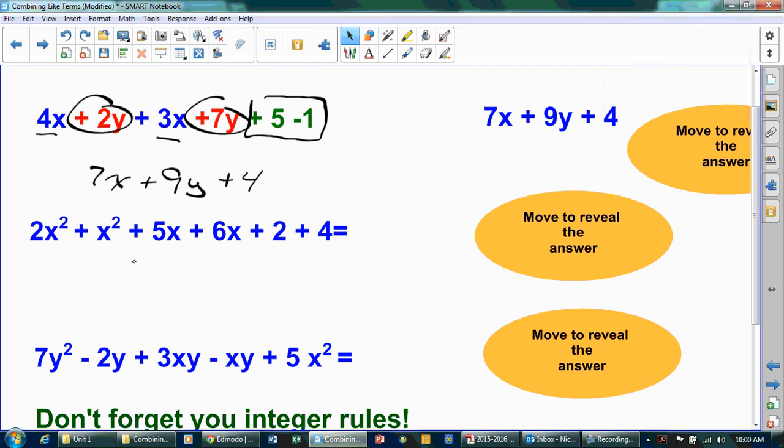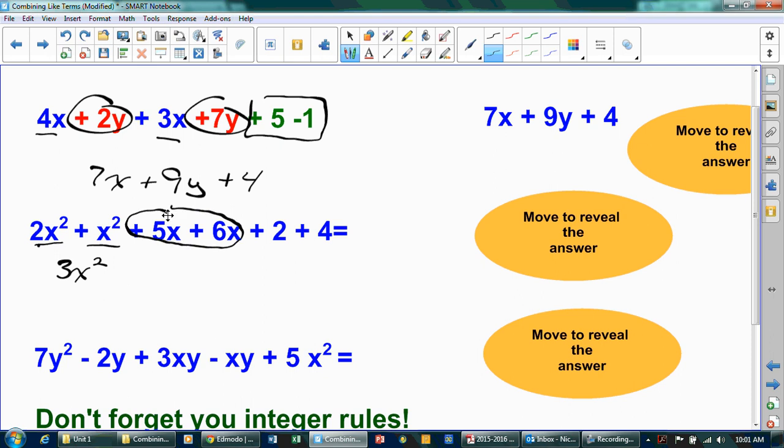Okay. Now, again, we look for the like terms. Well, we've got 2x squared plus 1x squared. So that's 3x squared. Then we've got 5x plus 6x. Well, 5 plus 6 is 11, so plus 11x. And then we've got positive 2 plus 4. So that's plus 6.